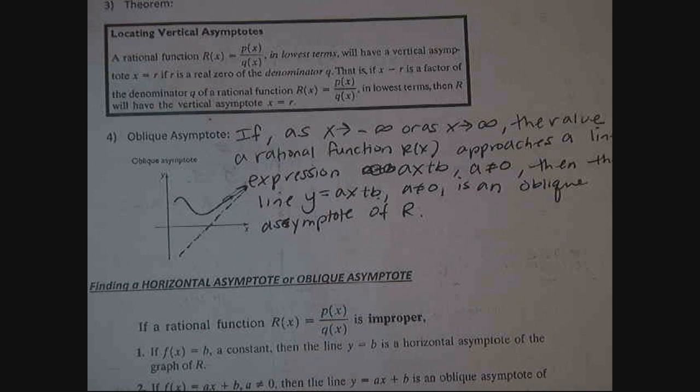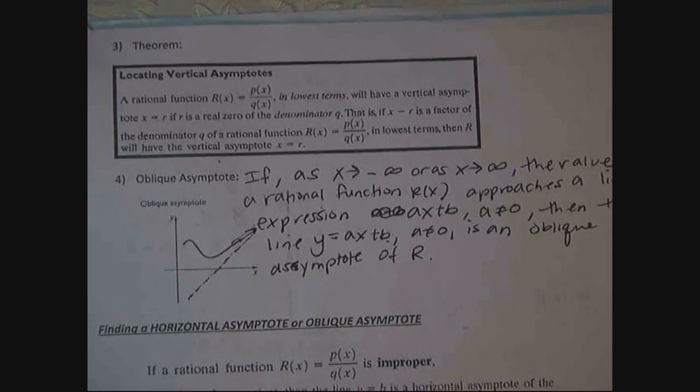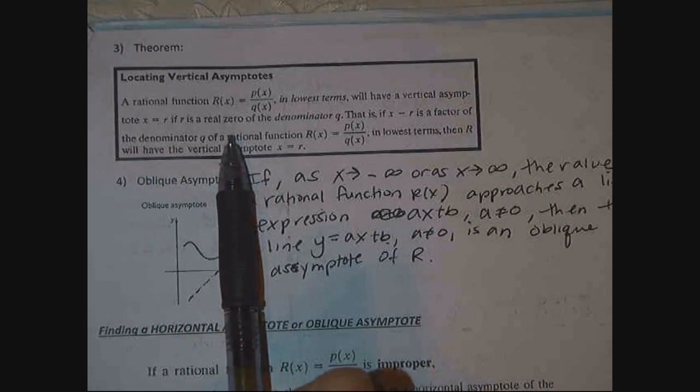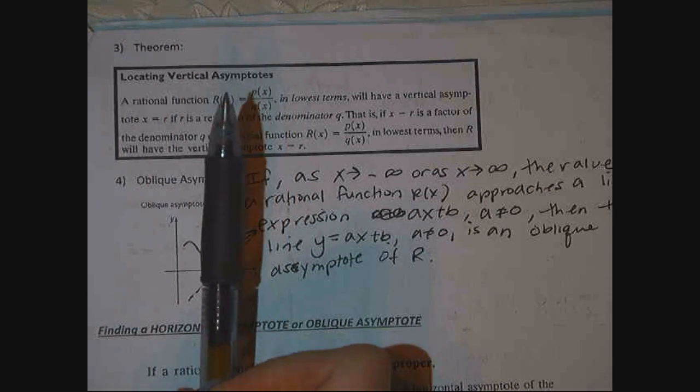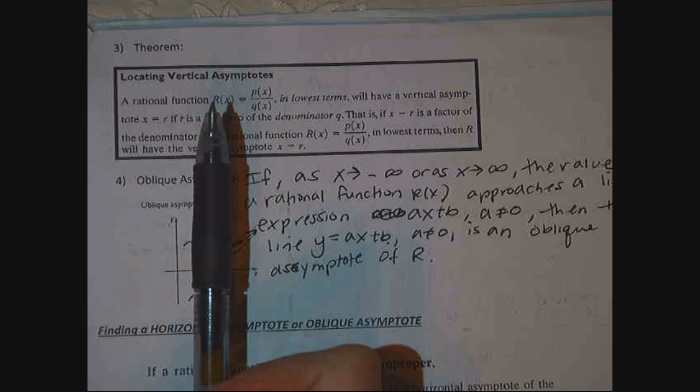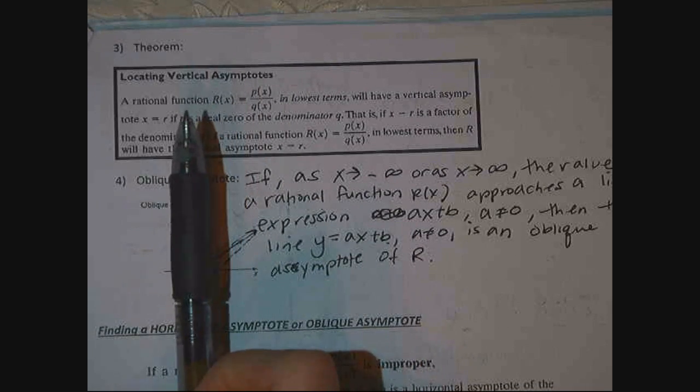Okay, so now we've gone through and defined the different types of asymptotes we might have. Now we need to know how to find these asymptotes. So how do I know in which instances I have a certain asymptote or another? And how do I find them exactly? So if we go back up to number 3, we can locate vertical asymptotes very easily. We actually already know all of the information we need to know about finding vertical asymptotes.